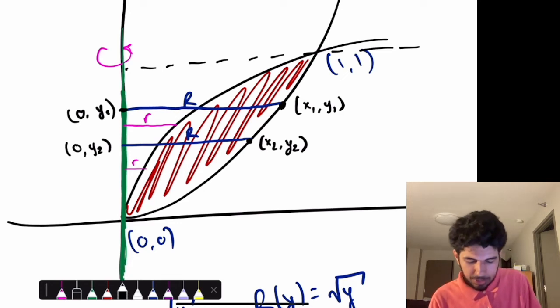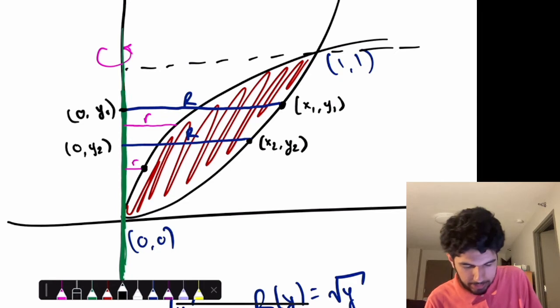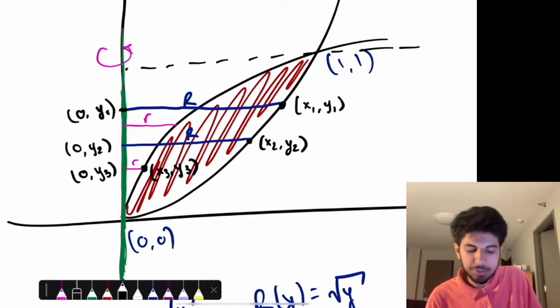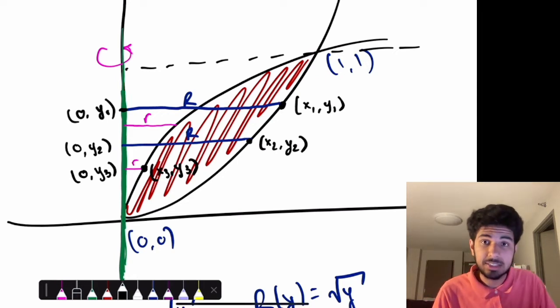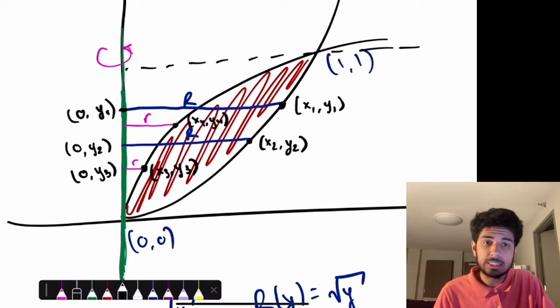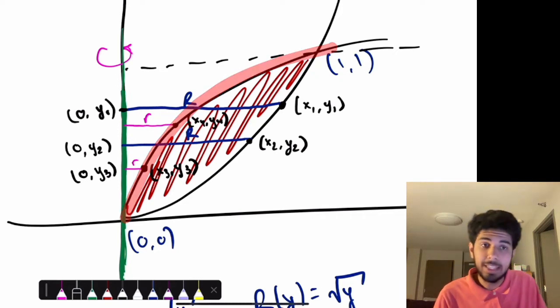And by a similar exercise, if I give you this point here, and I call that x3, y3, and this here is 0, y3, you would say little r is equal to x3. Up here, if this is x4, y4, you would say little r is equal to x4. So again, the radius depends on a function. In this case, little r depends on this.